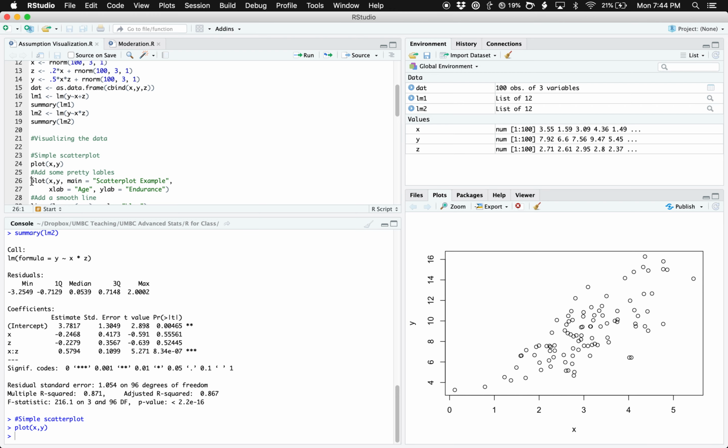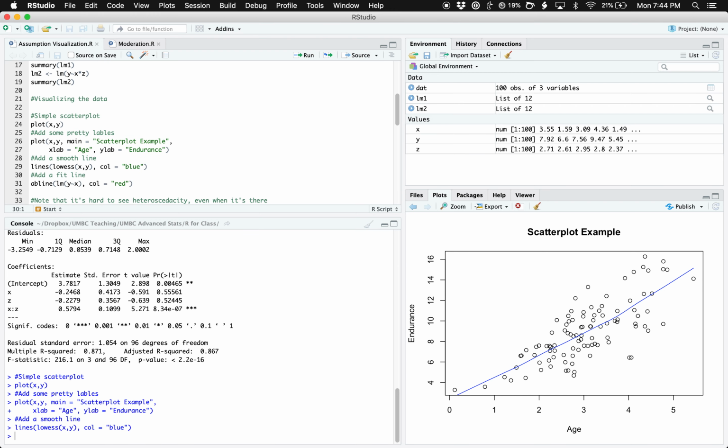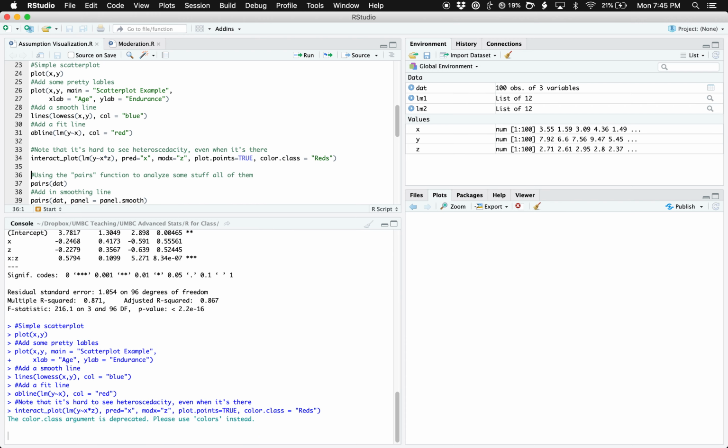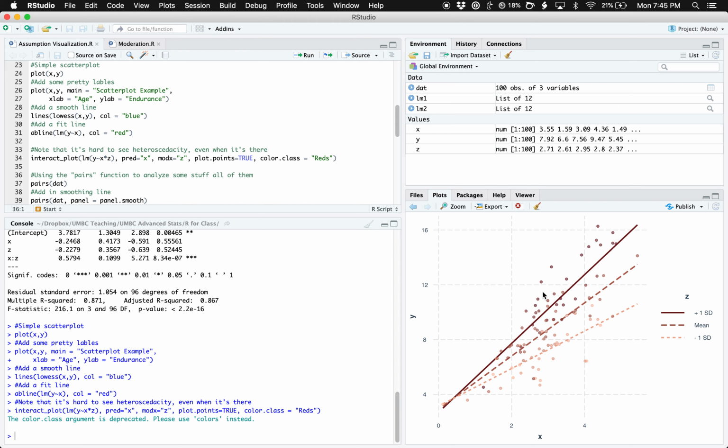So let me add in some labels, and then a smooth line and the line of best fit. The errors for any particular value of x should be the same, should be constant. But instead we see this cone shape, which suggests that the errors are not constant across different values of x. This is heteroscedasticity. And in fact, if I look at my interaction plot, I can see that yes, there is some heteroscedasticity. We see the moderation happening right here.